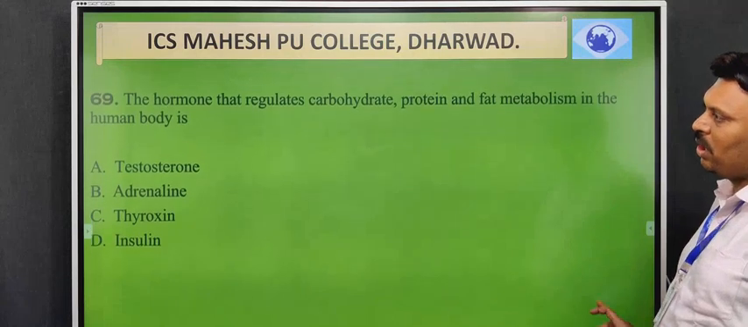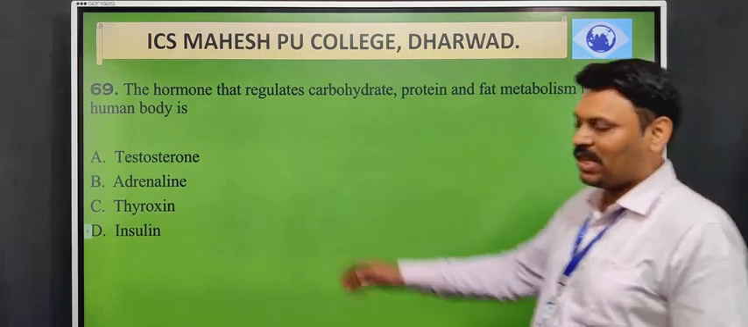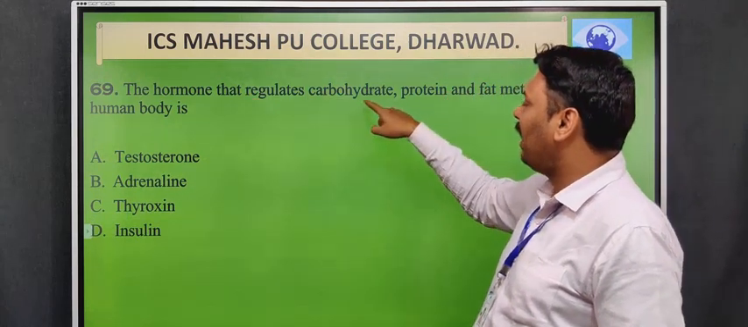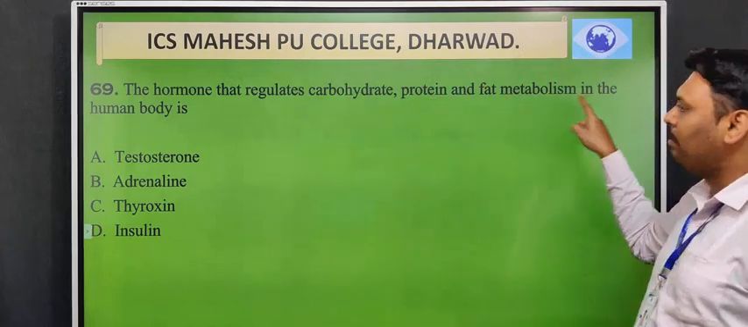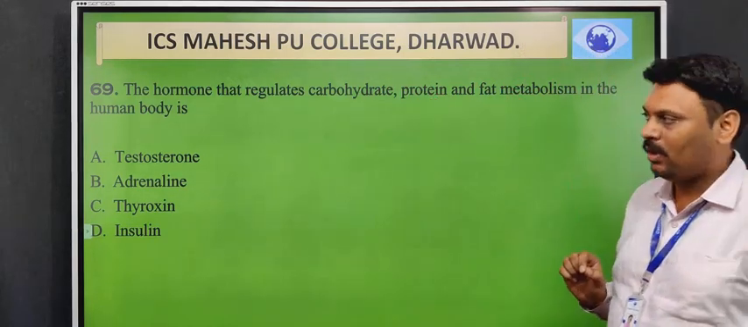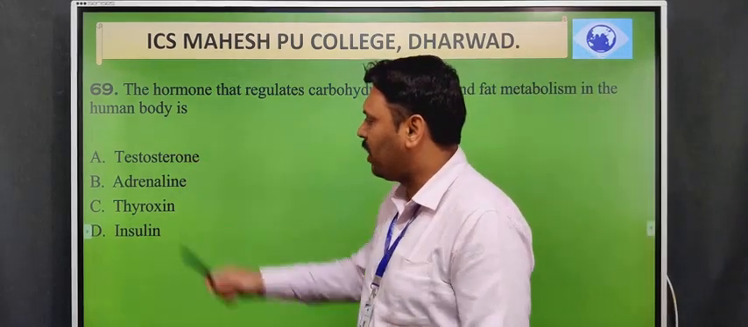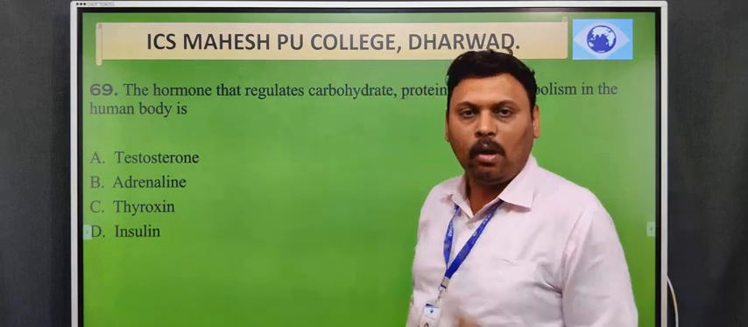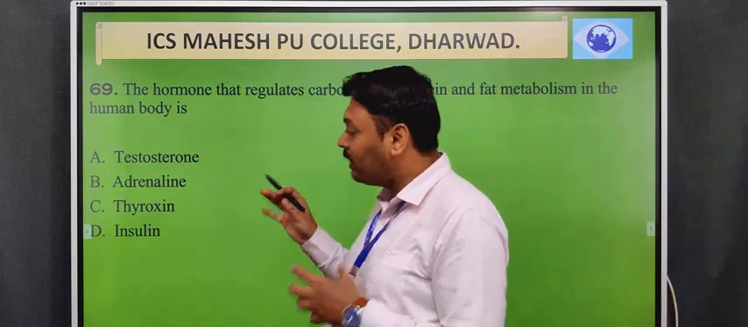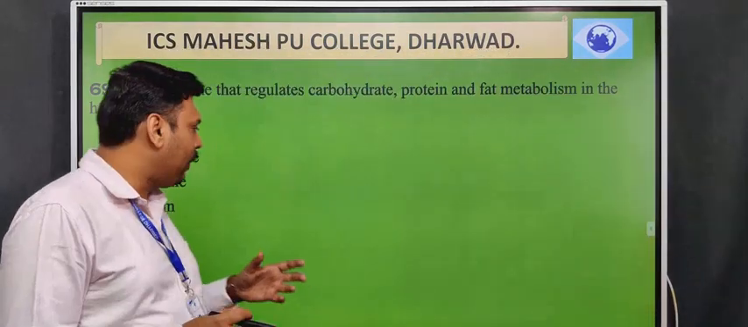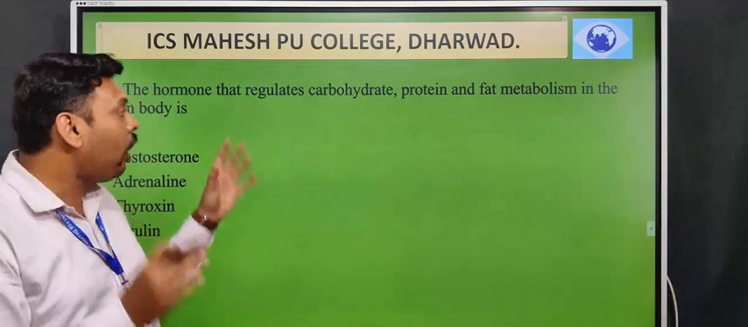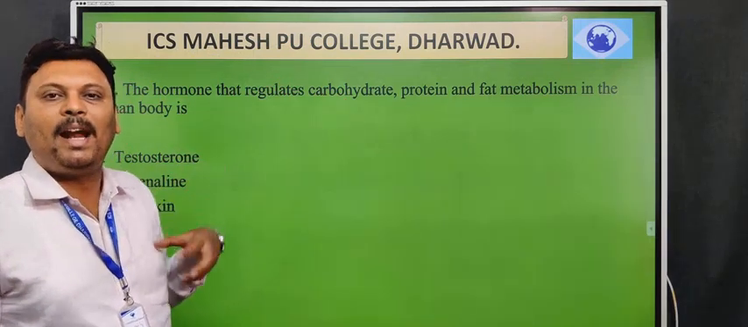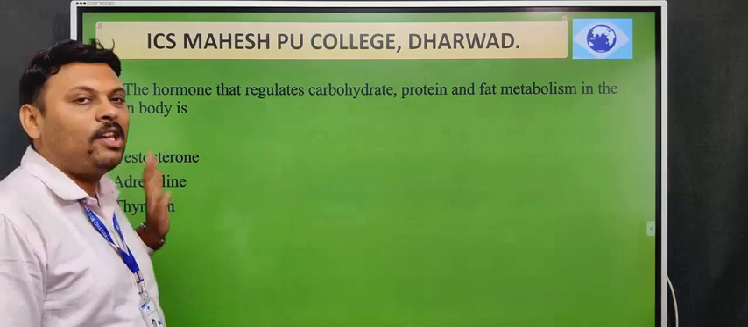Let us see the next question. The 69th question says: the hormone that regulates carbohydrate, protein and fat metabolism in the human body is? The four options given are the testosterone hormone, the adrenaline hormone, the thyroxine hormone, and the insulin hormone. Here we can understand by logic that our body releases different types of hormones. Among them, the glucose level in our blood is managed by the hormone known as insulin.